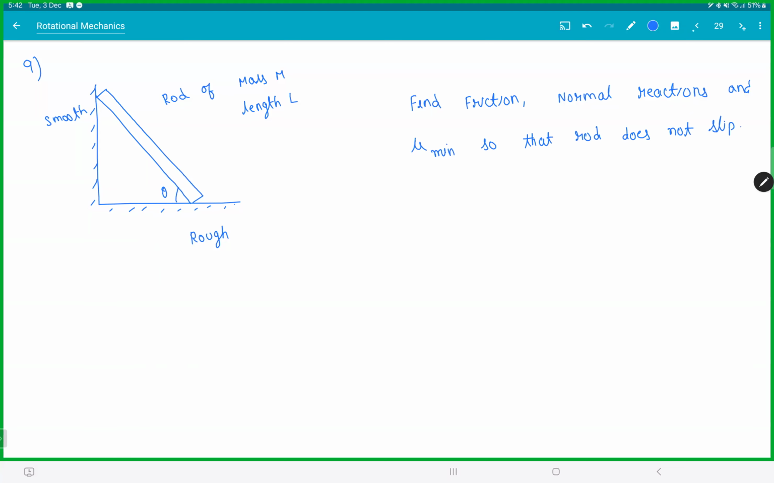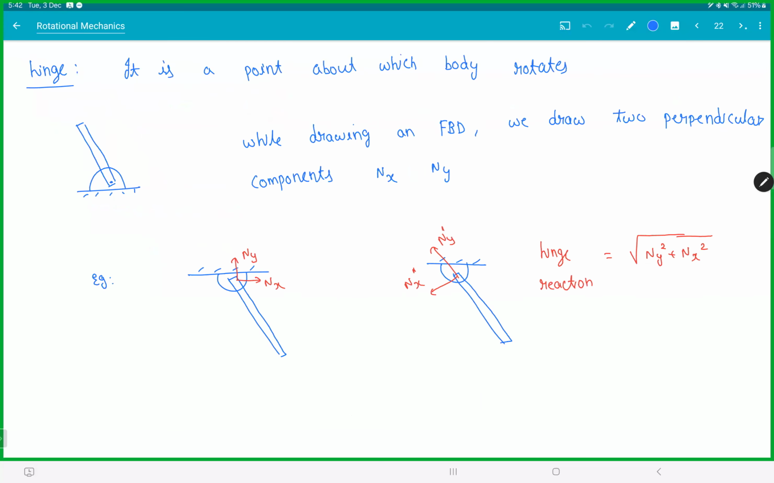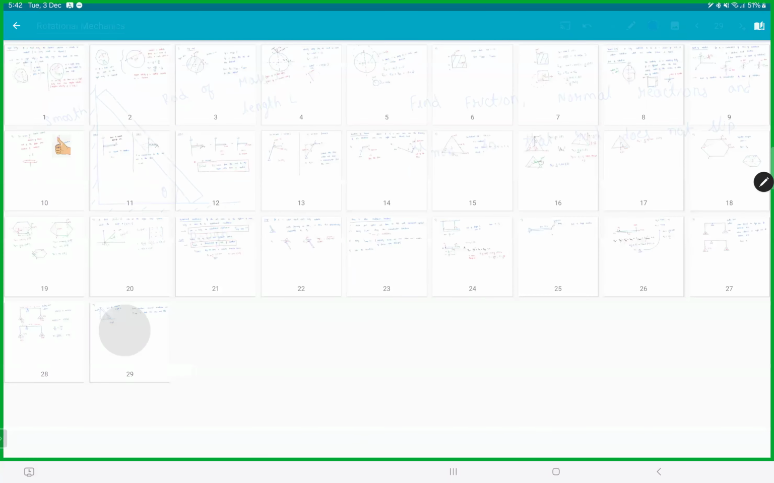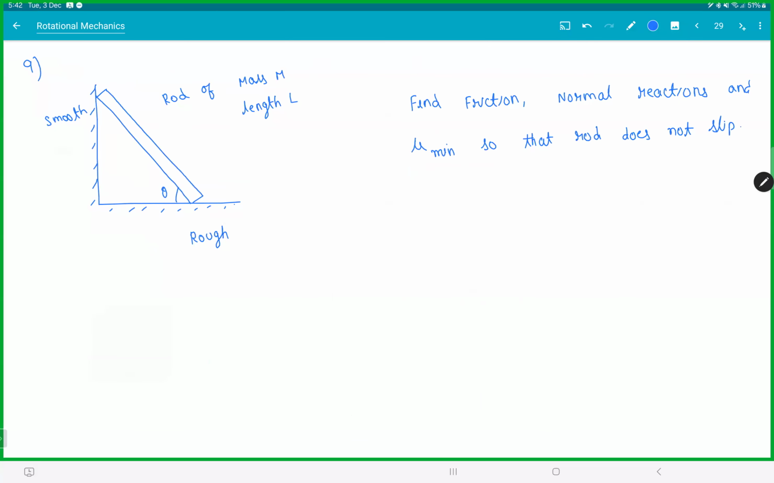Remember the process last time what I taught you? The steps are still the same. Choose your system, draw your free body diagram, then apply forces in the horizontal and the vertical direction, apply torque about any axis is zero because it is in equilibrium, and then solve. The process still remains the same.